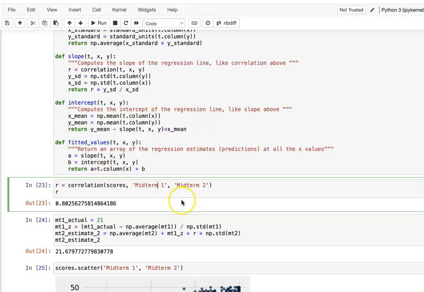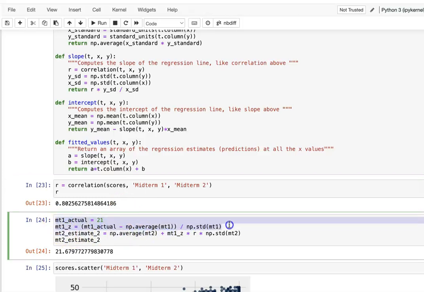Okay, so for midterm 1 and midterm 2, the correlation R is 0.8. Not too bad, right? They do have good correlation. Since the correlation is 0.8, when we want to find the midterm 2 grade, we still convert the midterm 1 grade to the standard unit. But instead of using exactly the same standard unit to find the midterm 2 grade, we multiply the standard unit by our correlation coefficient.